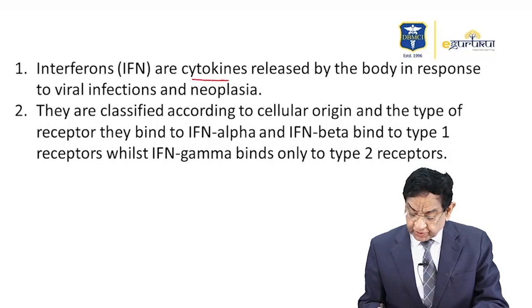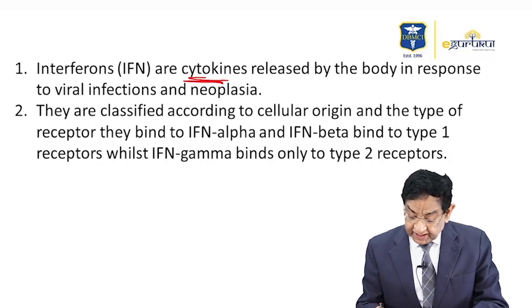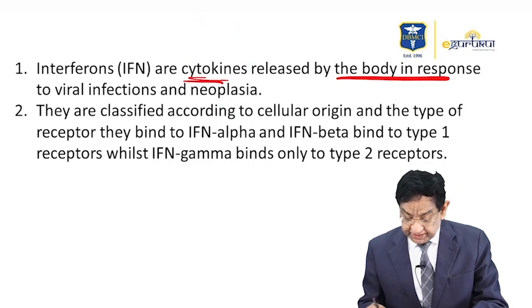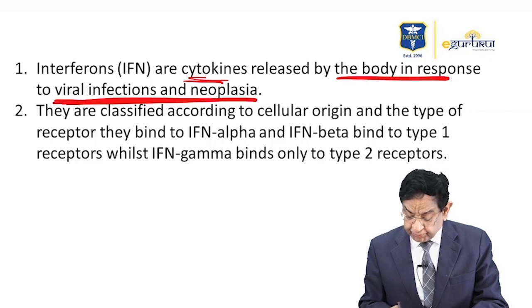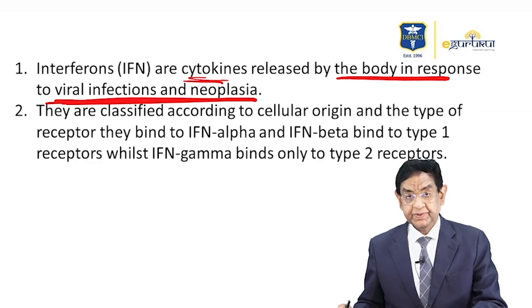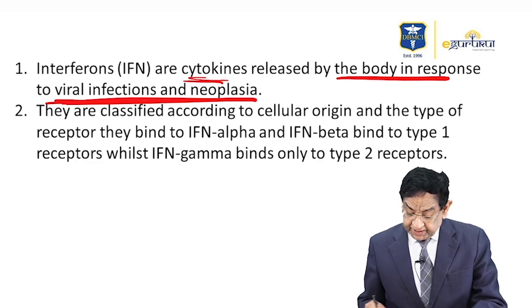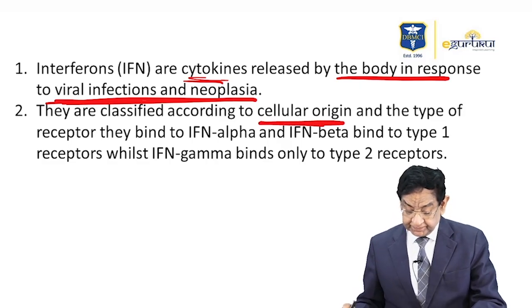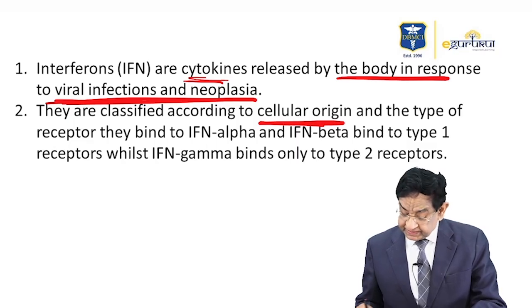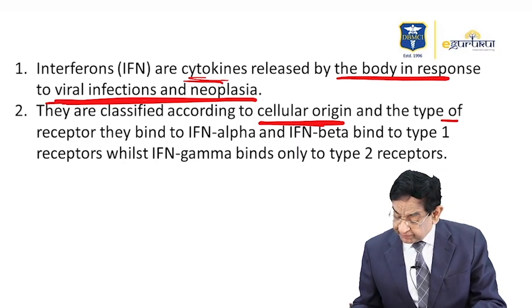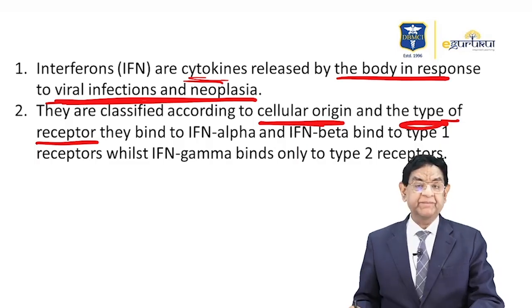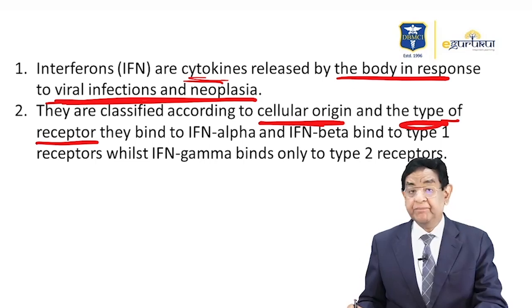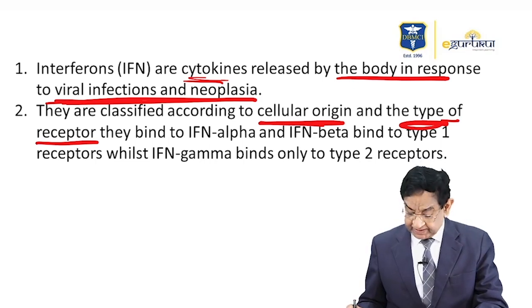Interferons are the cytokines and they are released in the body in response to viral infection and neoplasia. They are classified according to cell of origin and the type of receptor they bind. So from where they are arising and which receptor they are binding, this is how we label them.